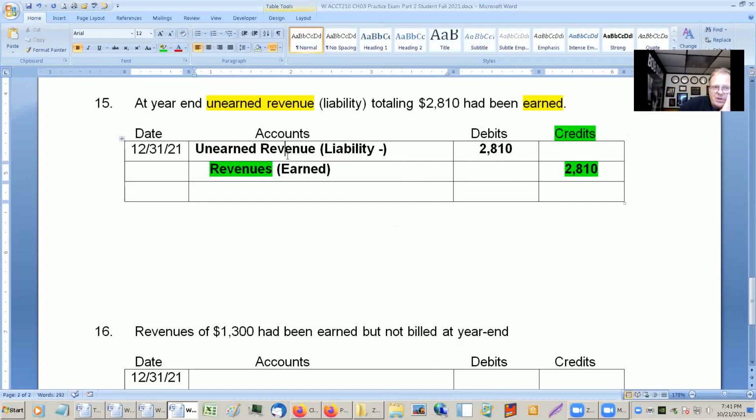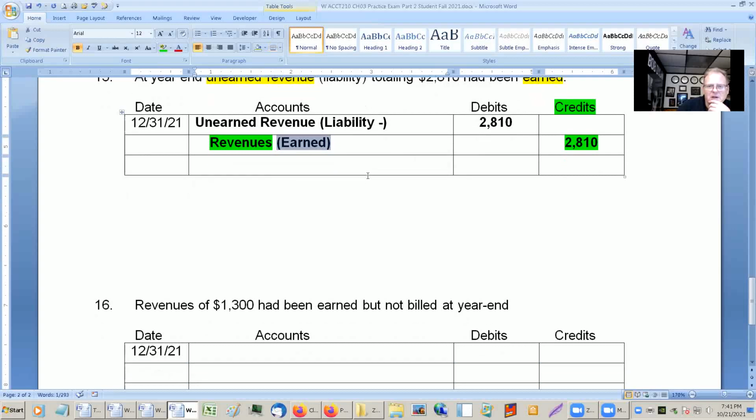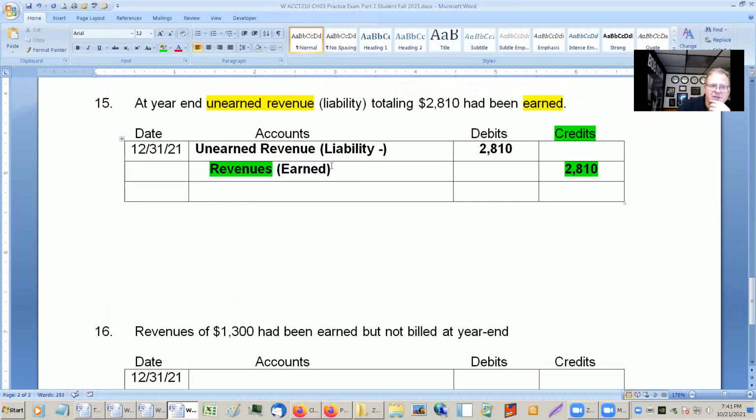So there's a liability going down. We no longer owe them for 2,810. It doesn't say how much we owe. This might be all of it, you can't tell. But we've done the work for 2,810. We've earned 2,810 of this unearned revenue. Now it's earned revenue. And you can feel free to put that in there. Sometimes you'll see places call it earned revenue or revenue earned. By definition, to be called revenue, it's got to be earned. But you can put that in there if you want. Nothing wrong with it.